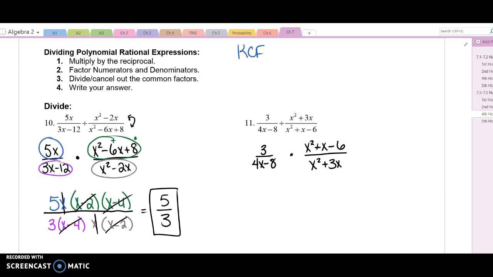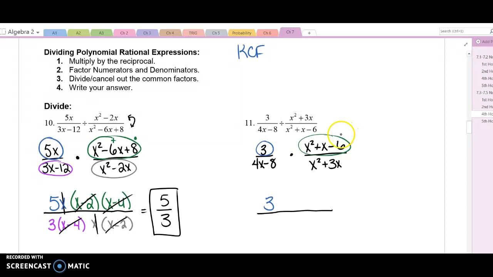Okay, your first step, we do not divide. Instead, we multiply by the reciprocal. So you keep the first fraction the same, you change the sign to multiply, and then you take the reciprocal of the second fraction. You flip that second fraction. Now we need to factor. So my first numerator is a 3. That doesn't factor anymore. My next numerator is x squared plus x minus 6.